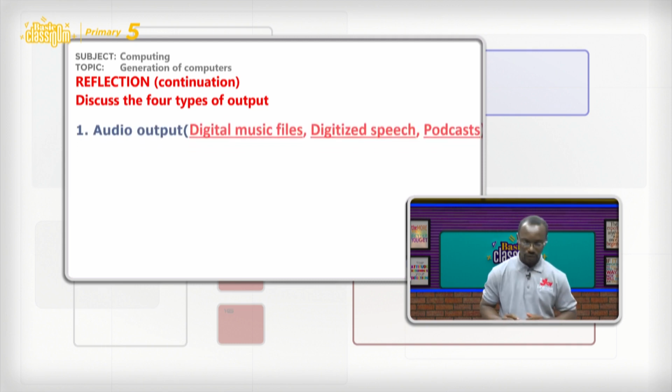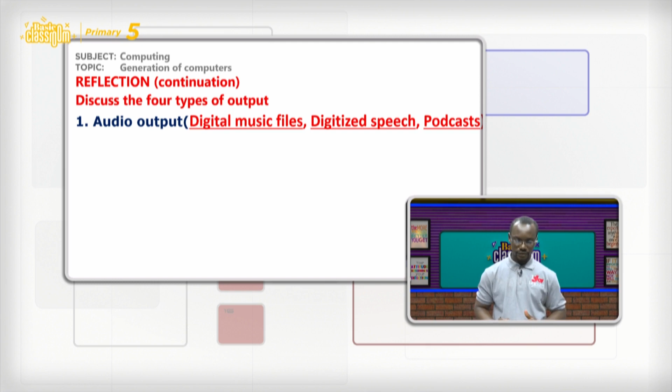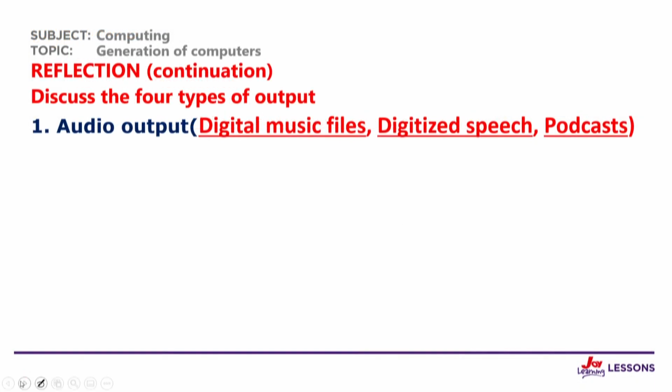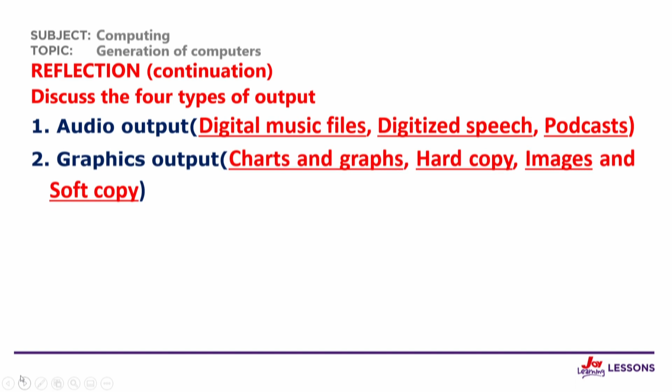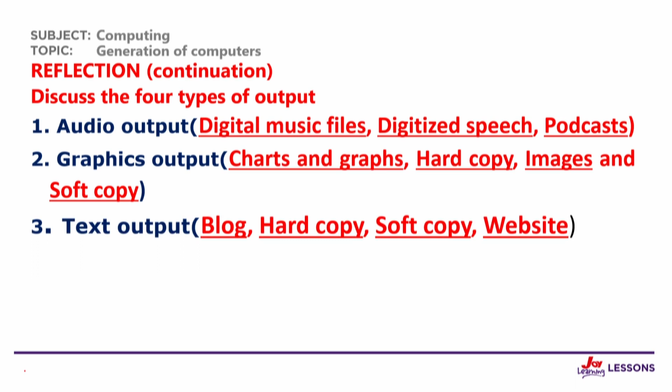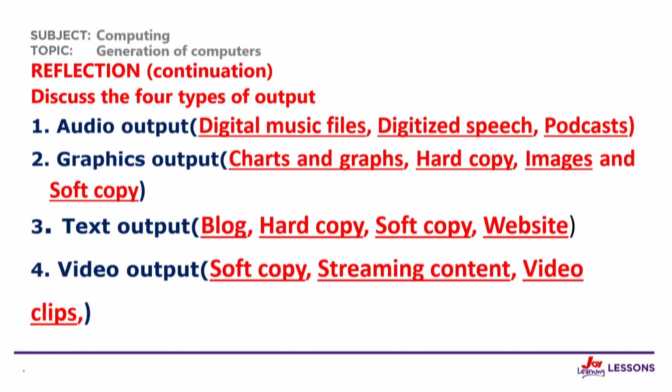Now let's see. The first, we have the audio outputs. We have the digital music files, digital speech, and then podcasts. Then the next one, we have graphics outputs. We have our charts and graphs, hard copy, images, and soft copy. Then the third one, we have our text output. Over here we have blog, hard copy, soft copy, then our website. Then we have the next one, which is video output. For this we have soft copy, streaming content, video clips. Right, so all these are the types of outputs. I hope you got your answer correct. Very good.